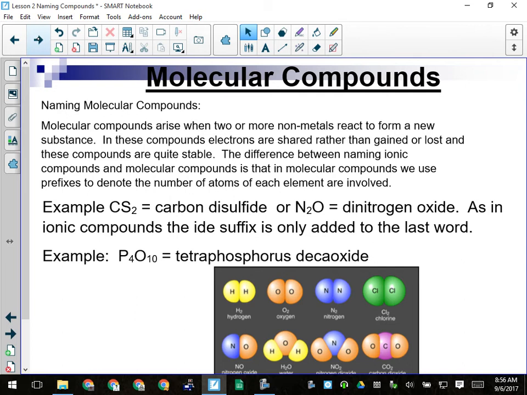So when we're naming molecular compounds, like we said, they arise when two or more nonmetals react to form a substance. The electrons get shared. The difference between naming the ionic compounds and the molecular compounds is that molecular compounds will use prefixes to denote the number.